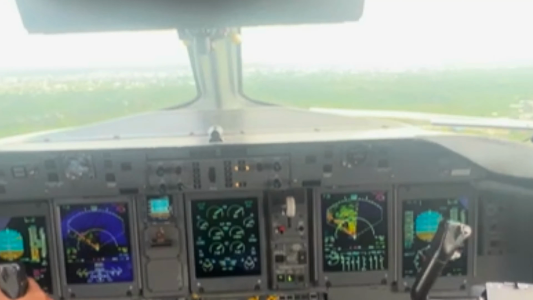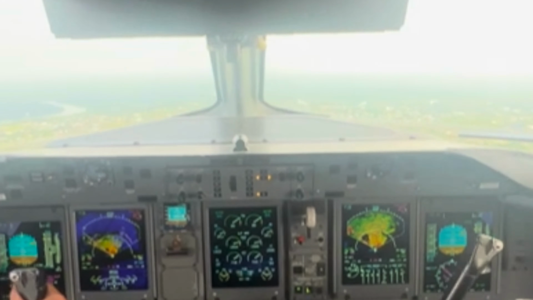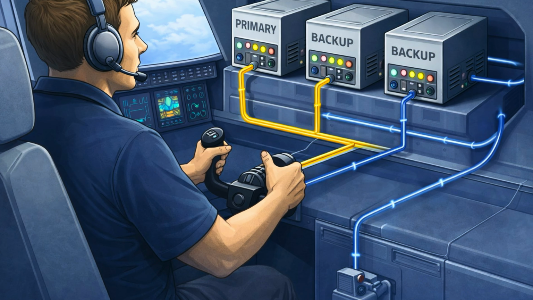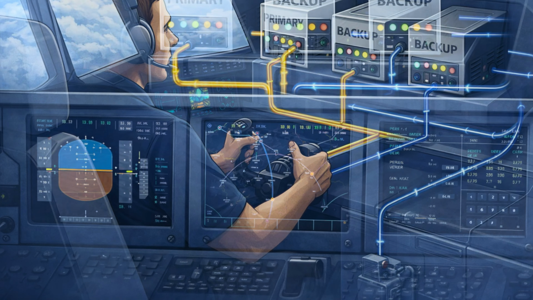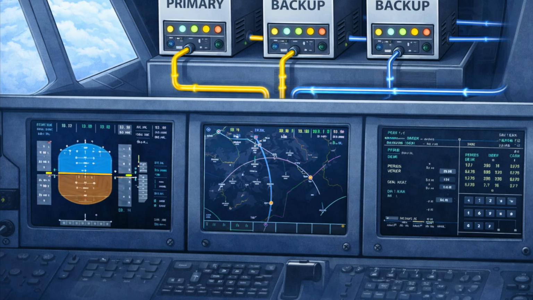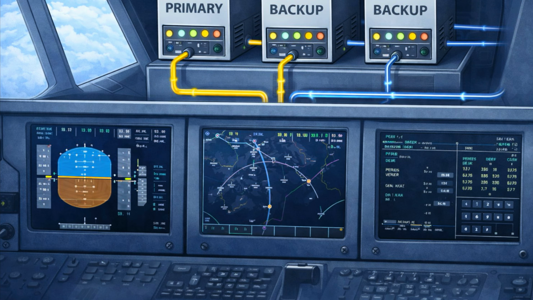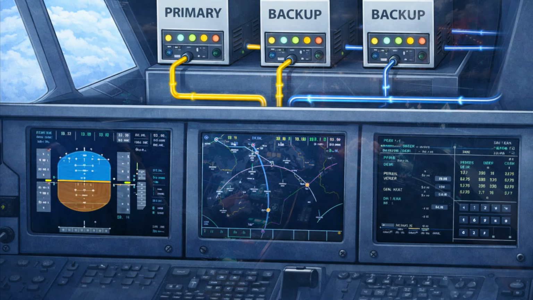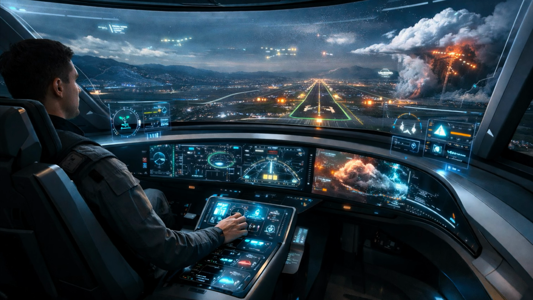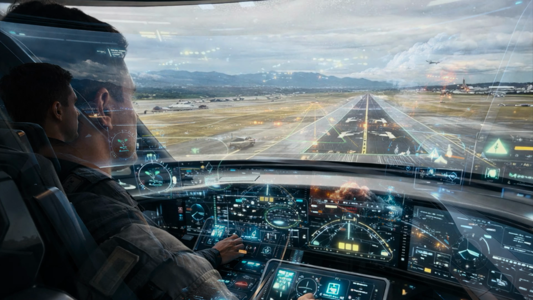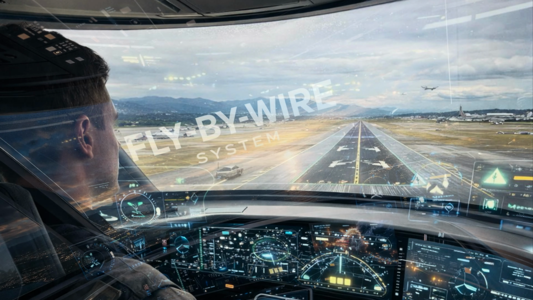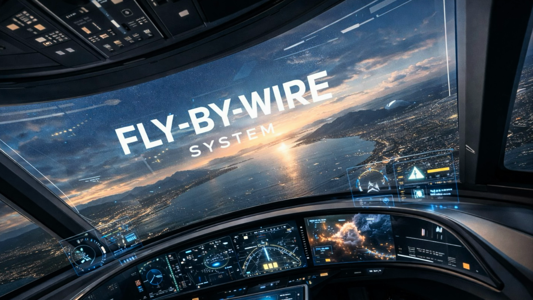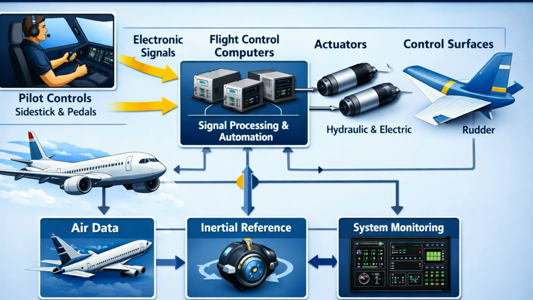Instead, every movement the pilot makes is first interpreted by computers. Computers that calculate, correct, and protect the aircraft thousands of times every second. This is not a future concept, neither is it an experimental technology. This is fly-by-wire, the system that quietly changed aviation forever.